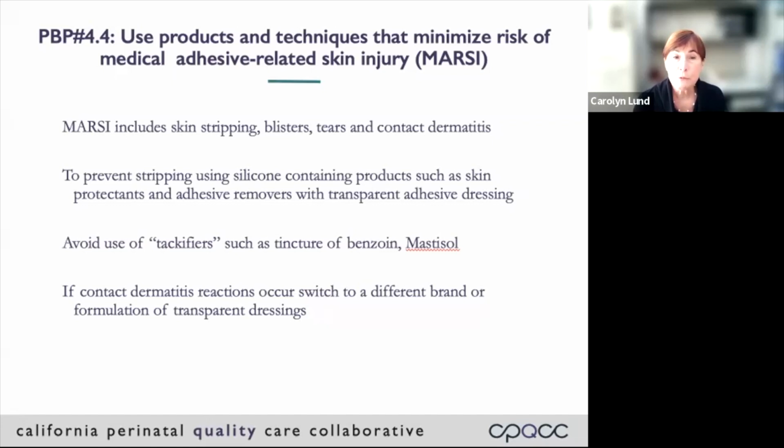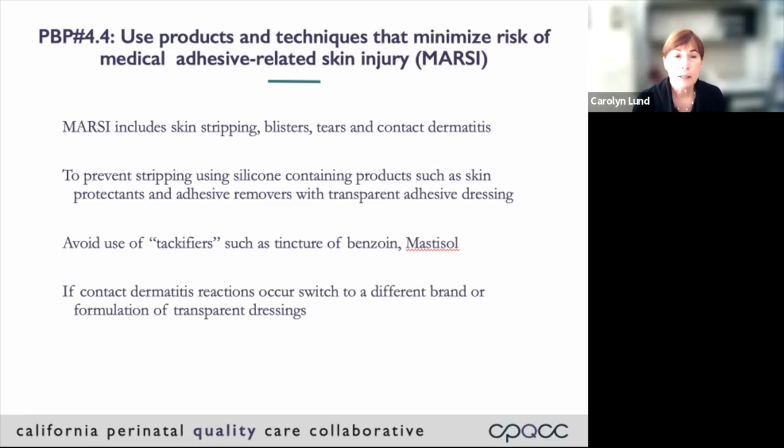Now, to prevent stripping, you can use silicone-containing products, skin protectants, to create sort of a platform for your adhesive products. You can also use silicone-containing adhesive removers, and that's the one that I am really promoting a lot in our NICU to prevent the injuries and the stripping from adhesive removal.